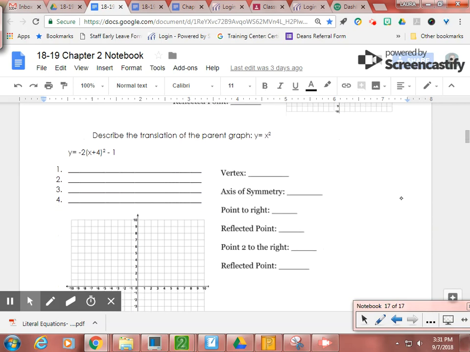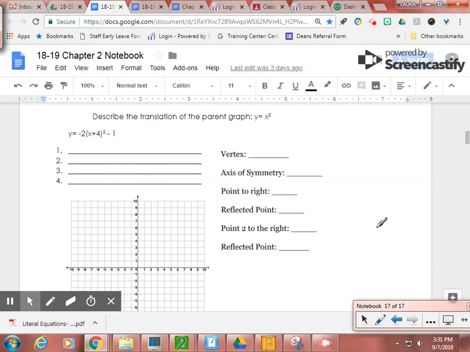So first we want to describe the translation of this from the parent graph. So here's what we know. First, by looking at this, it's going to open down. Then what I know, from this, it's x plus 4. So it's going to do the opposite of what your brain should think. So you think plus should mean move to the right. It's the opposite. It's going to move left 4 units. This number outside is going to tell me that it moves down 1 unit. And then, also because of the a, that 2 is going to tell me it's a little more narrow than our first one.